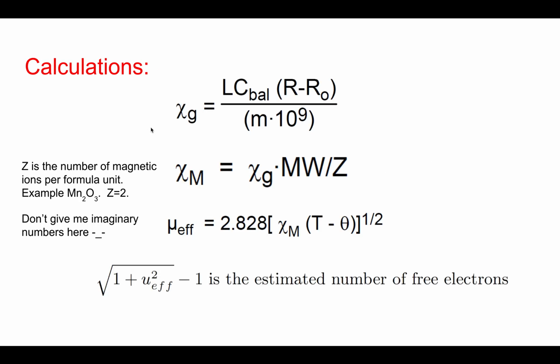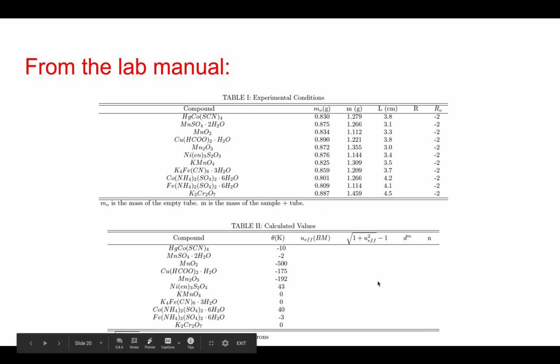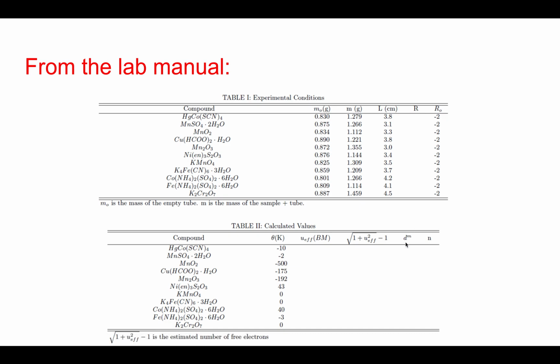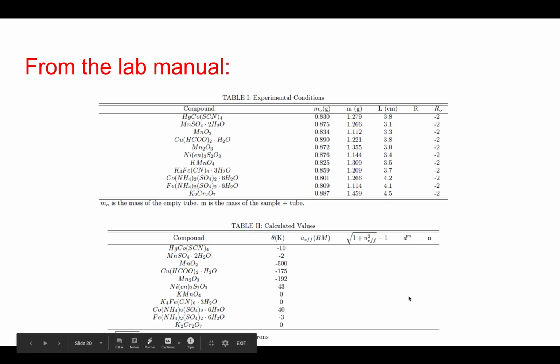I want to say one more thing. So we calculate U effective. We calculate the square root of 1 plus U effective squared minus 1. We get this number of unpaired electrons. Then what we do is we calculate by oxidation states. We calculate dm. This is like, for example, iron 3 plus will be d6. Then we calculate the number of unpaired electrons based on this here.